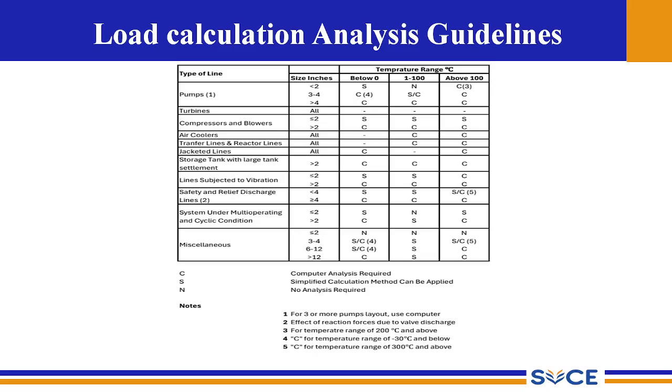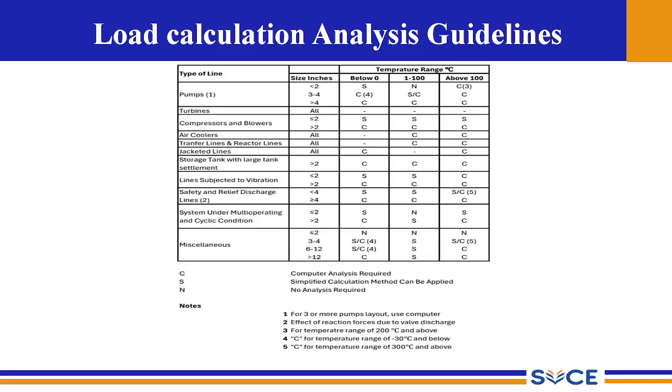Then compressors and blowers less than 2 inches, we go for simplified calculation methods for all the temperature ranges. Then for greater than 2 inches, we have to go for computer based analysis. Then air coolers, all the line sizes, when we have the temperature range between 1 to 100 and above 100, we go for computer based analysis. Below 0 degrees, we may not require any analysis at all.